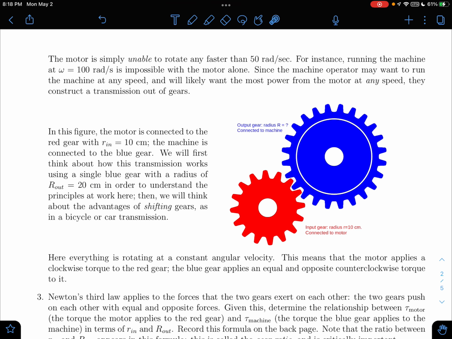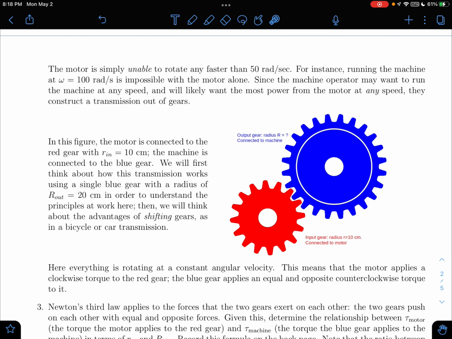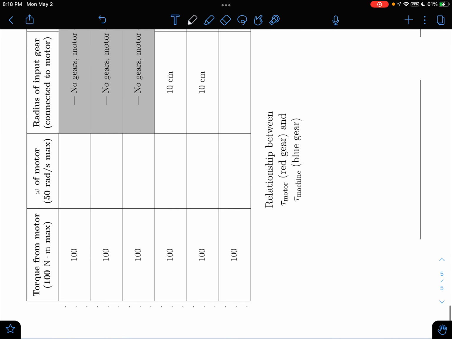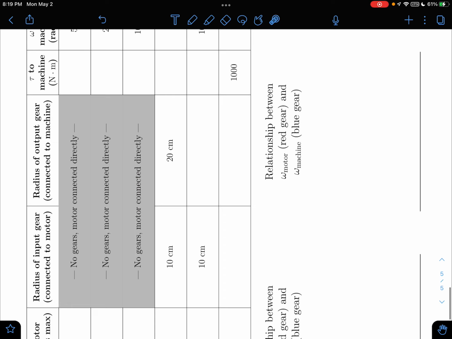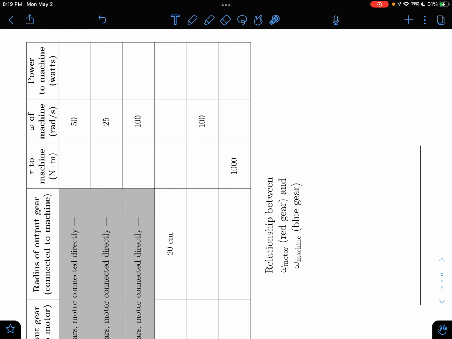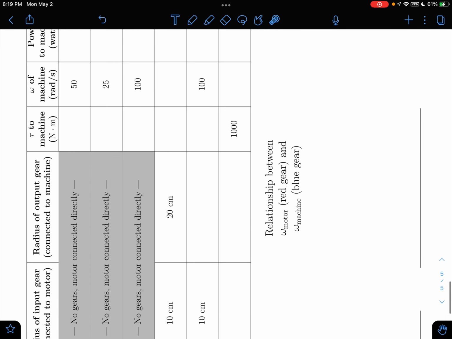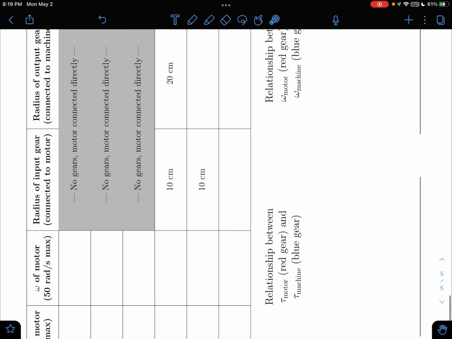Now, to fix this problem, we're going to start adding some gears. We can't go any faster than 50 radians per second. So if I go down to my chart, it's a little sideways, but we can still take a look. We have no gears, so our motor is connected directly. If we want our machine to be running at 100 radians per second, but it's hooked directly to the motor, our maximum omega is only 50, so we can't run our machine that fast. This is impossible the way we have it currently set up.